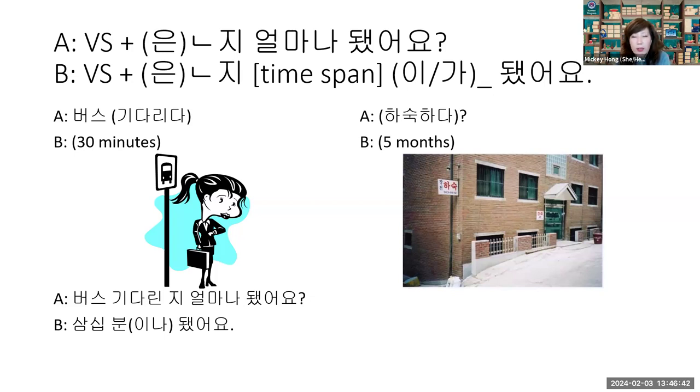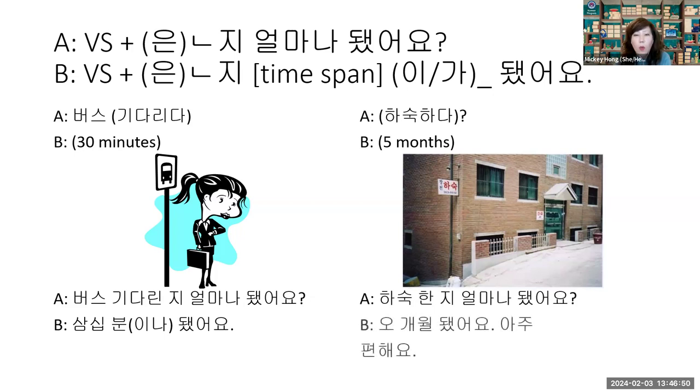How long has it been living at the boarding house? 하숙한 지 얼마나 됐어요? 5개월 됐어요. So it's been 5 months that you've been living at the boarding house, and you say, 아주 편해요. It's been very convenient.